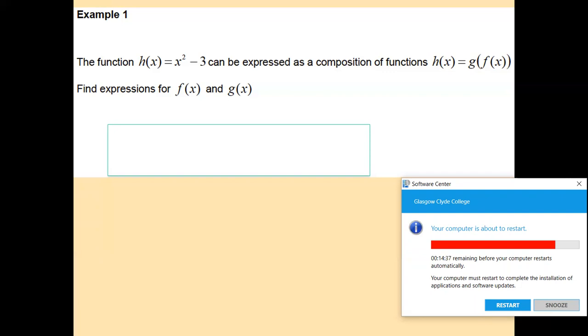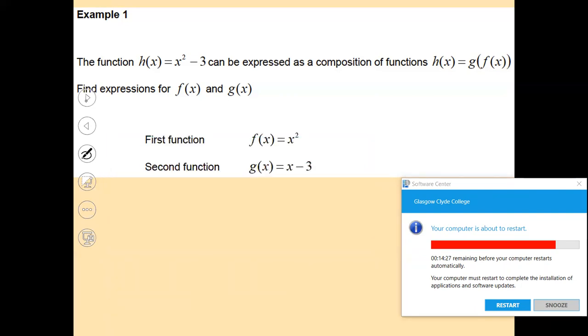Okay, so we'll do this example, and then I'll let you go for a wee break while I restart the computer. So, first function, we can say that f of x, for example, could be equal to x squared if we wanted to. Because if that's the case, then g of x just needs to be x minus 3. And in this case, g of f of x will just replace the x here with f of x, which is x squared, and g of f of x is going to be x squared minus 3, which is what they ask us to find.